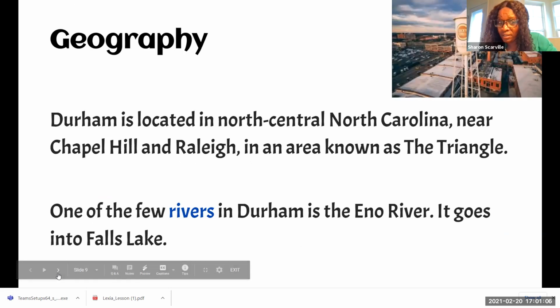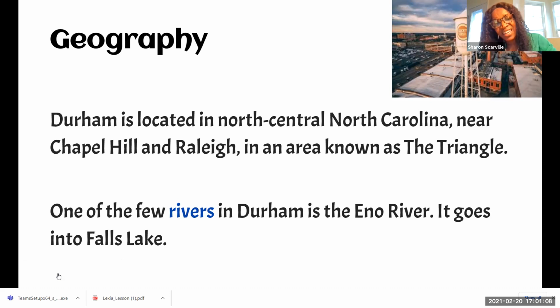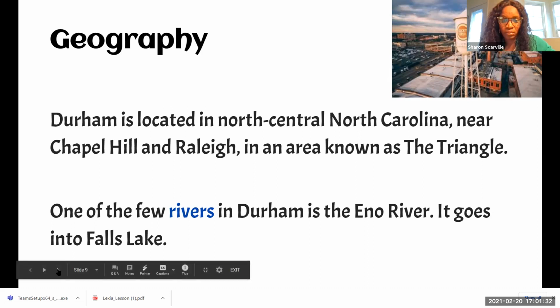Geography of Durham. Durham is located in north central North Carolina, near Chapel Hill and Raleigh, in an area known as the Triangle. One of the few rivers in Durham is the Eno River. It goes into Falls Lake.